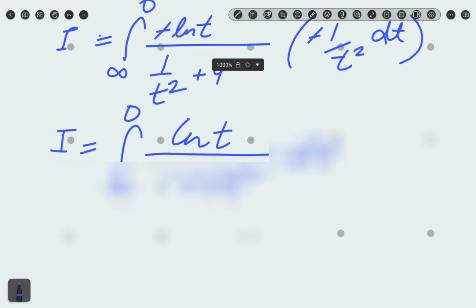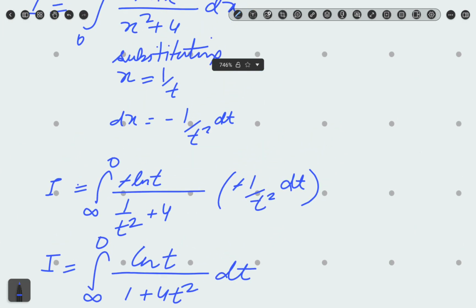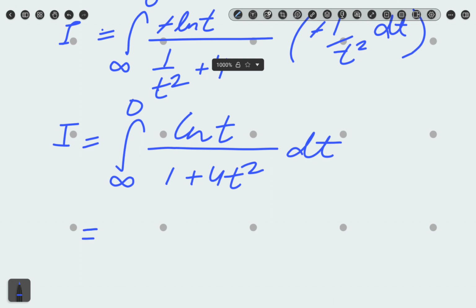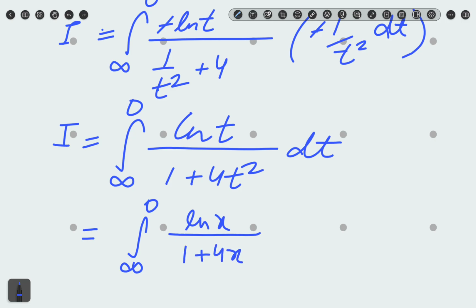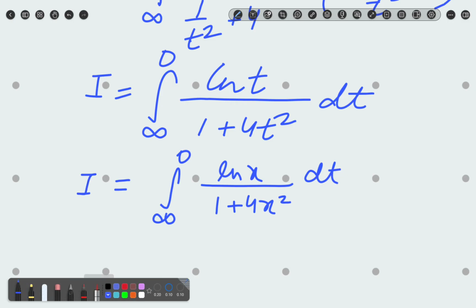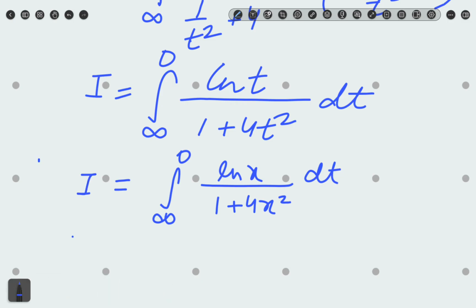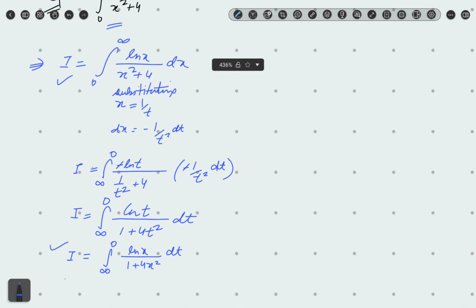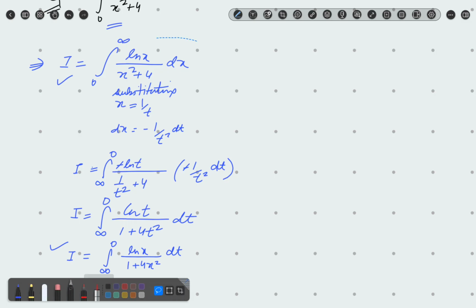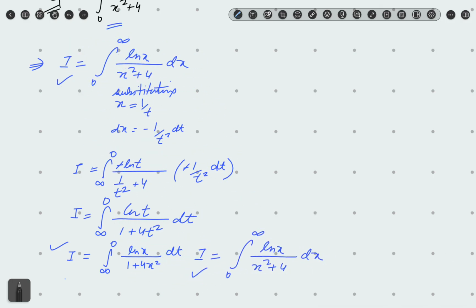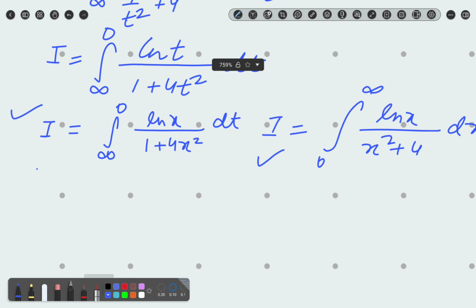We got our, this is also equals to I, right? So now we can change the variable, right? Whether I write x or 1 by t, it should not make any difference, right? So this is our integral and this is also our integral, right? So let me just do one thing, let me bring this integral here, right? So we have these integrals.